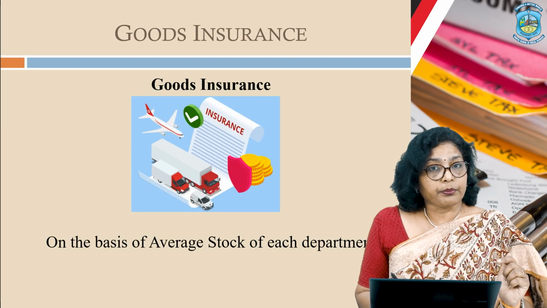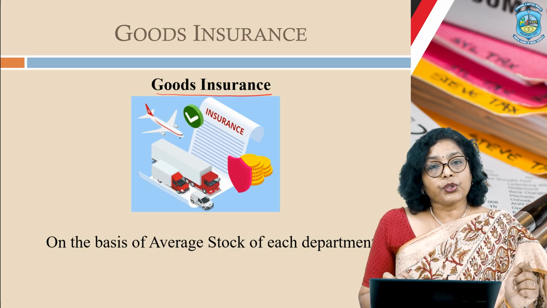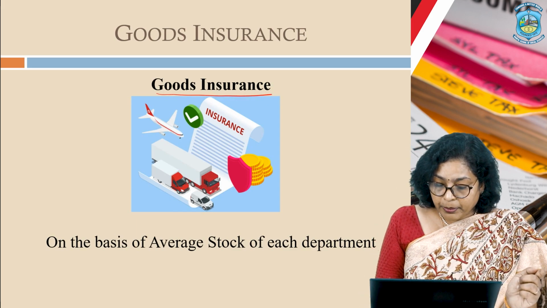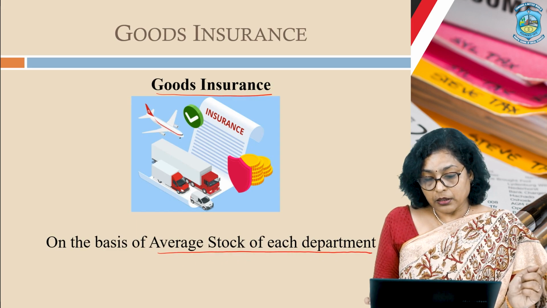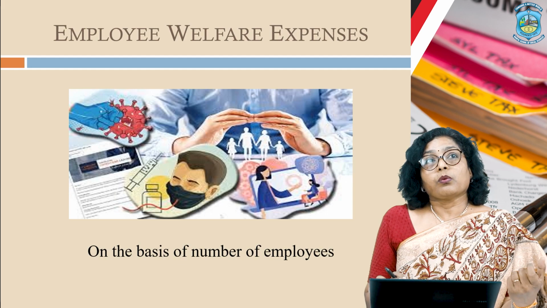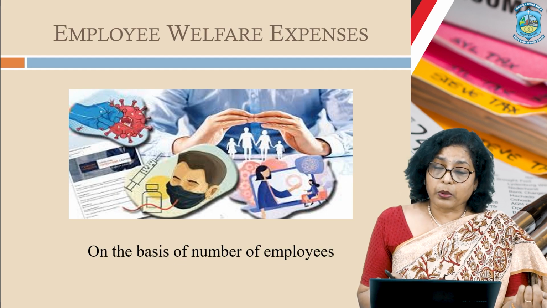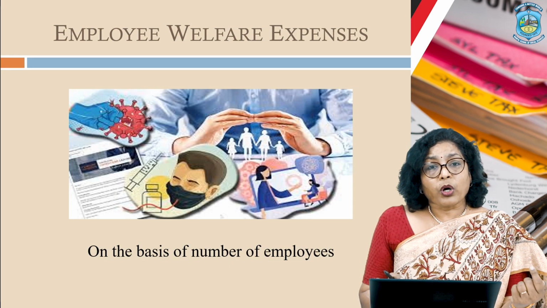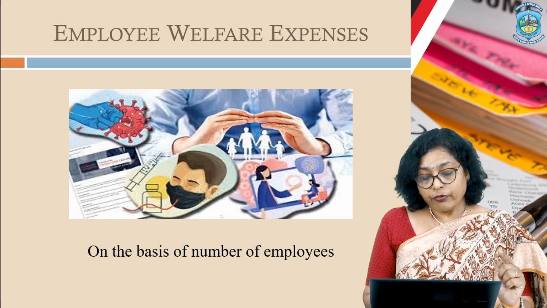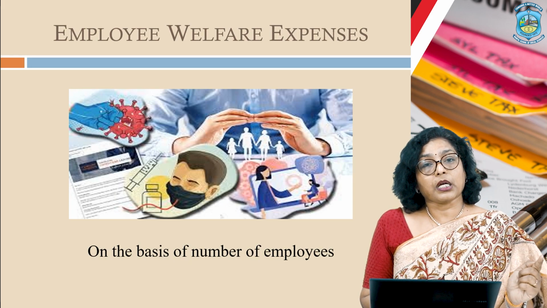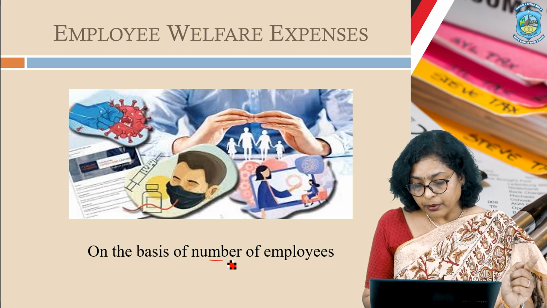This will be based on the area occupied by each department. Now, insurance of the subject matter. For example, goods insurance. Goods insurance will be allocated on the basis of average stock held by each department. Then workmen compensation insurance. This will be based on the number of employees. And employee welfare expenses. These are related to the number of employees. It means these expenses are allocated by the number of employees in each department.